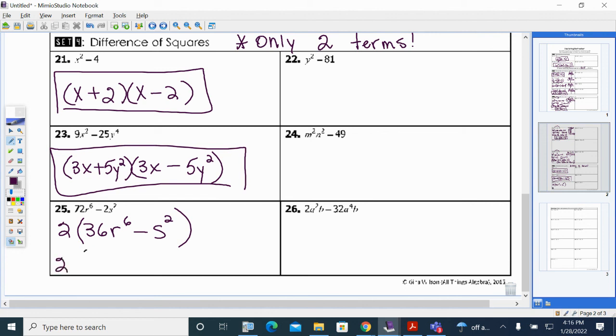So we're going to factor this, again, into two binomials. The square root of 36r to the 6th is 6r to the 3rd, half that exponent, and you get a 3. For s squared, it's just going to be an s and an s. And again, alternate your signs, plus and minus. And that's number 25 factored.